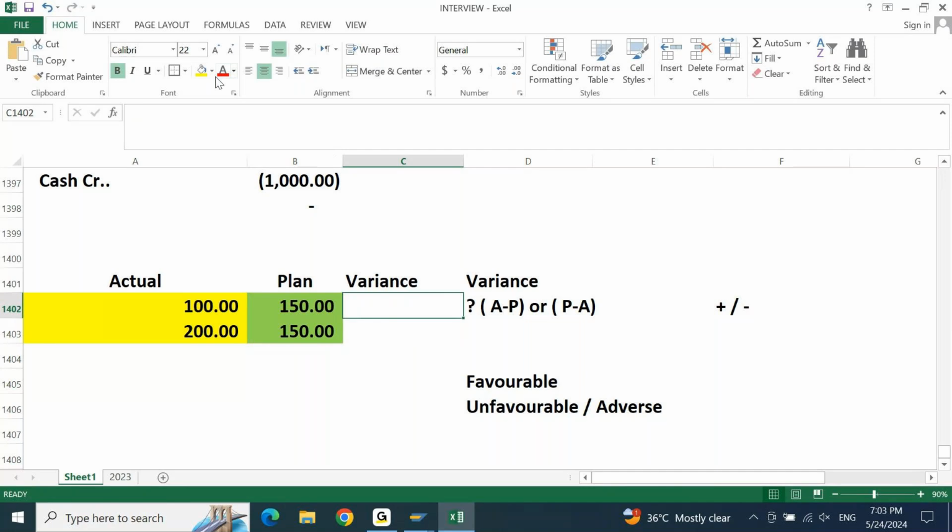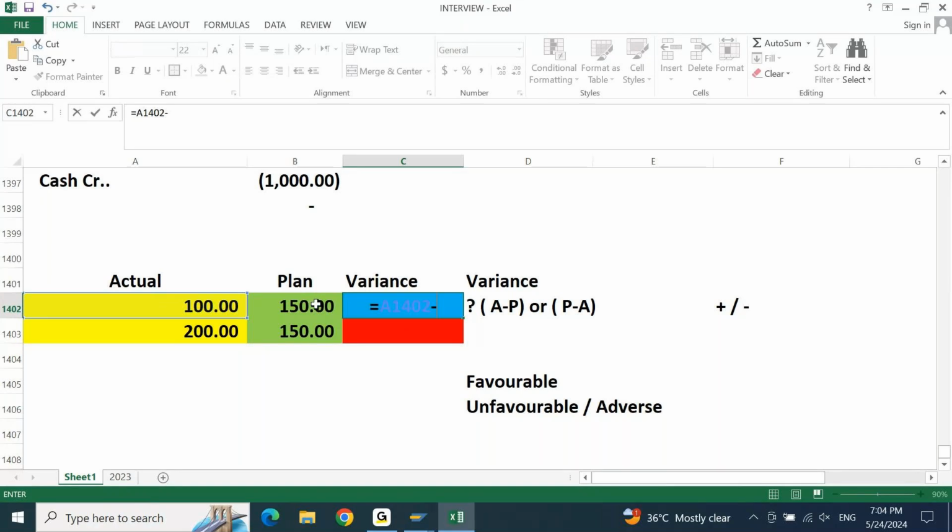Now since the first one is good, I'll put blue color. The second one is not good, I'll put red color. This is not good for us. Now let me try to put the formula actual minus planned. Actual 150, planned is 100. I am getting negative 50. So minus 50, is it good or not good? This is a credit. It's a profit as per the accounting. This is credit. Okay. Now the second one, if I try to put the same formula, actual minus this one.